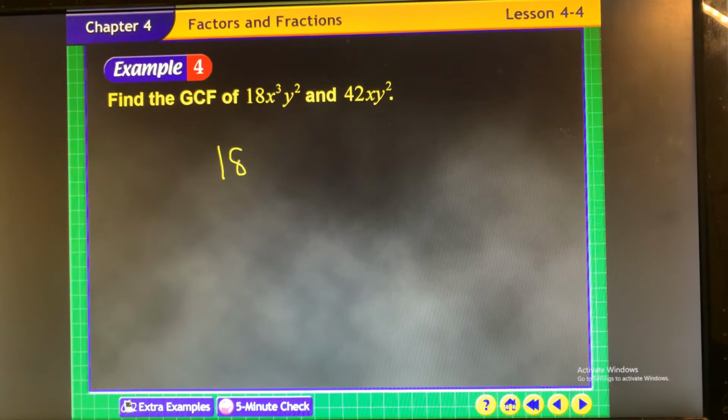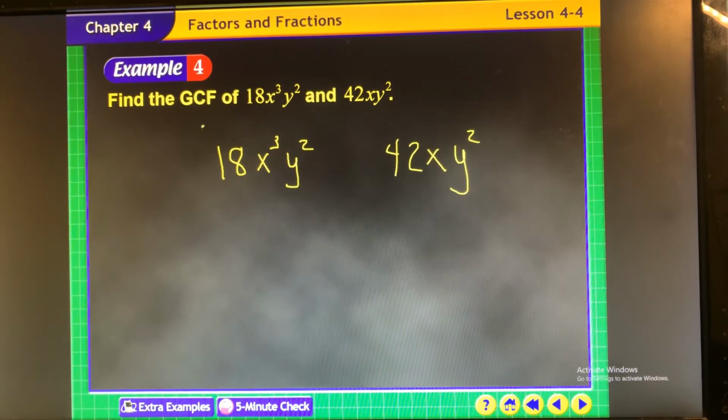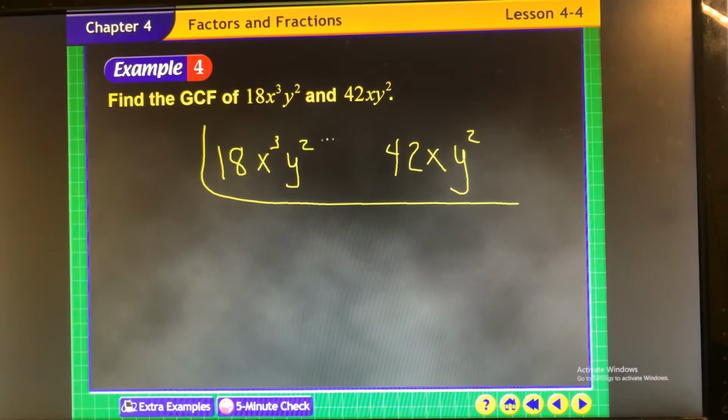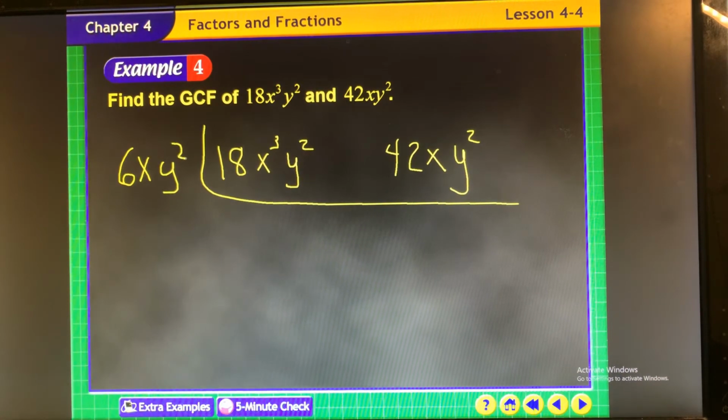So you have 18x cubed y squared and 42xy squared. Okay. So when you're GCFing it, you GCF the number out, and then you take out the maximum number of x's that you can take out without going above the lowest one. So I have x cubed and x, so I can only take out an x. I have y squared and y squared, so I can take out 2 y squareds.